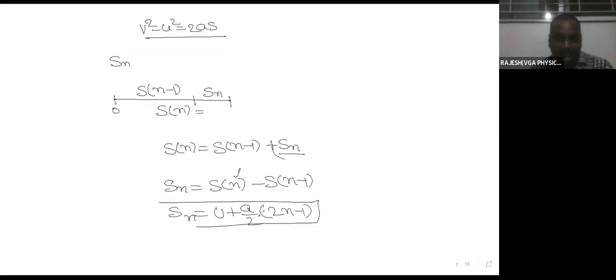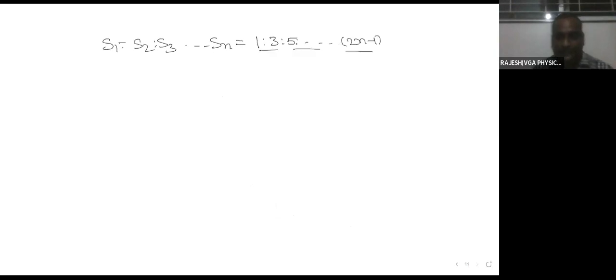If you observe, when u is equal to 0, s1 is equal to a by 2 because n is 1, 2 minus 1. s2 is equal to 2 twos are 4, 4 minus 1, 3a by 2. s3 is equal to 5a by 2. So I can write s1, s2, s3, so on up to Sn as a by 2 times 1, 3, 5, so on up to 2n minus 1. Right?